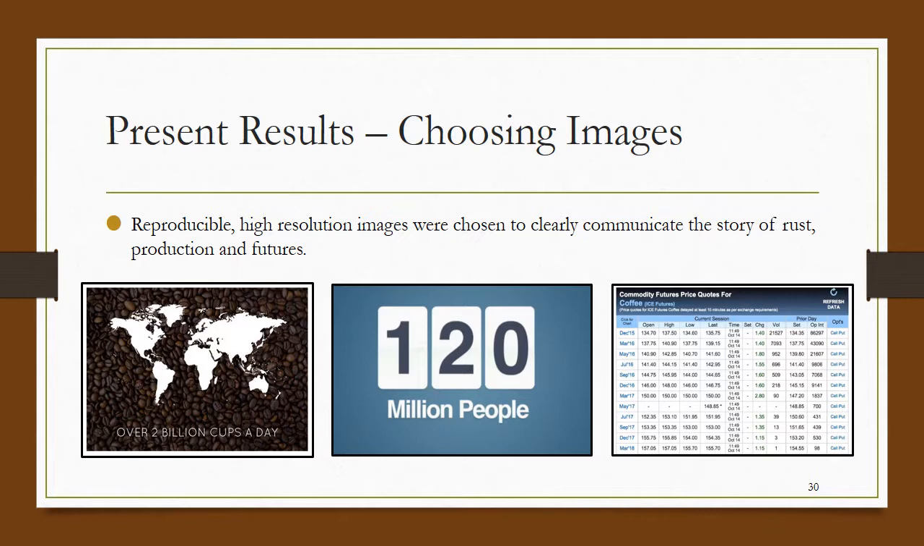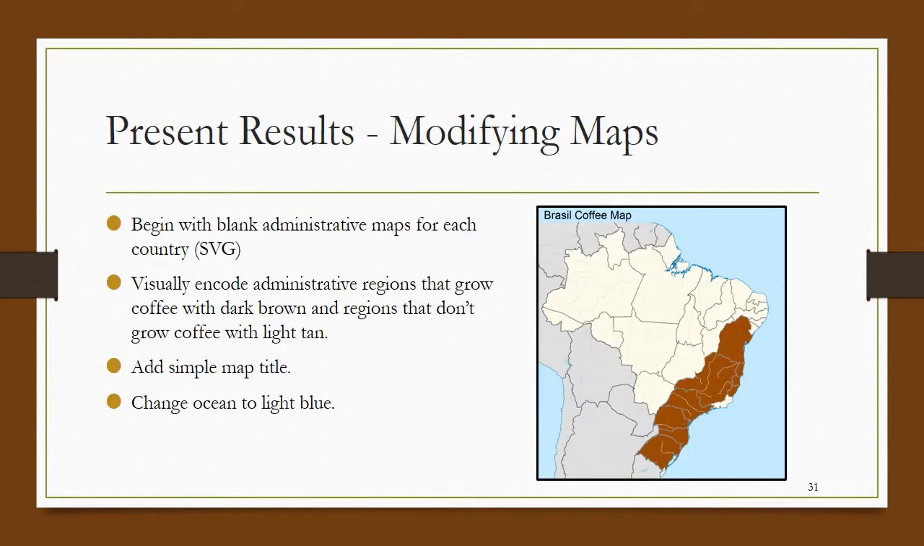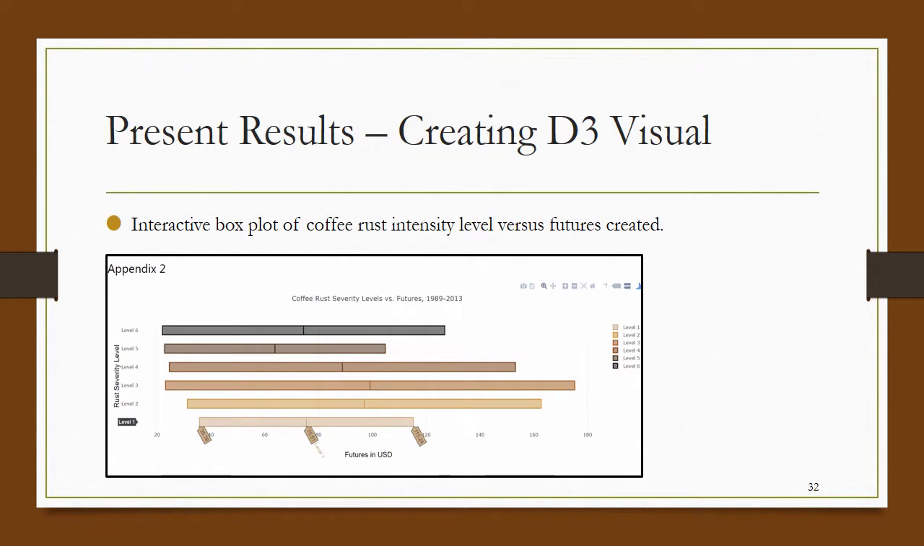Reproducible and high-resolution images that were freely available were chosen to clearly communicate the story of rust, production, and futures. Images were used to create rotating slideshows in 2 of the web page sections. In addition to using existing static images on my web page, I modified several administrative maps for each country in the project to highlight regions that show coffee, shown in dark brown, and regions that don't show coffee, shown in light yellow. An appendix with the interactive box plot visualization of rust intensity and futures was added.